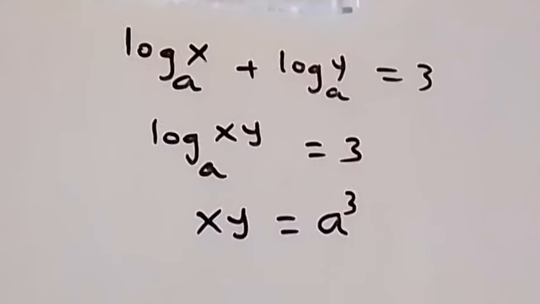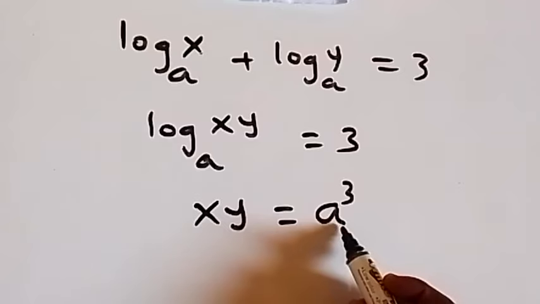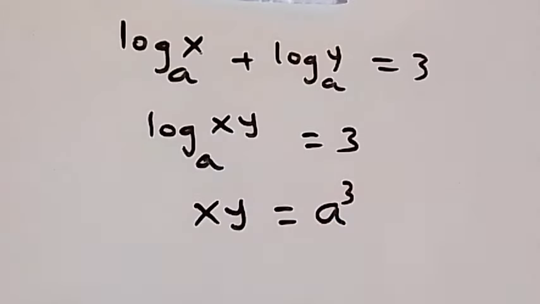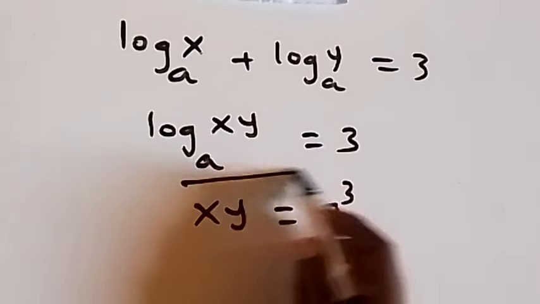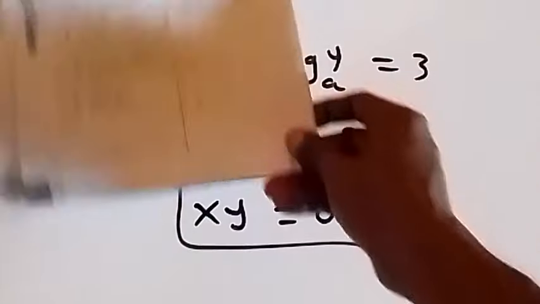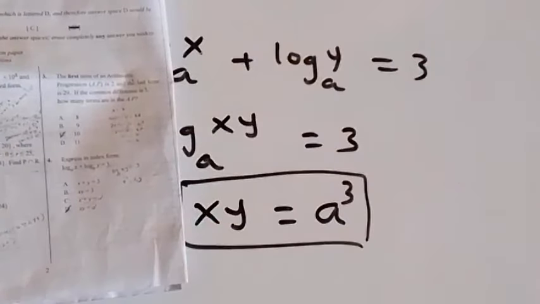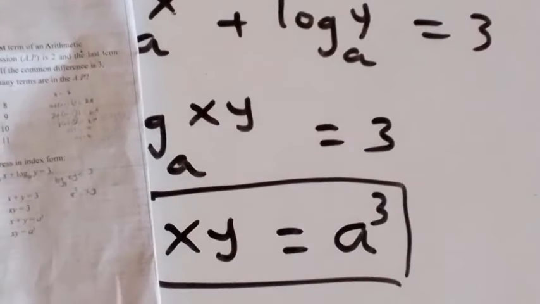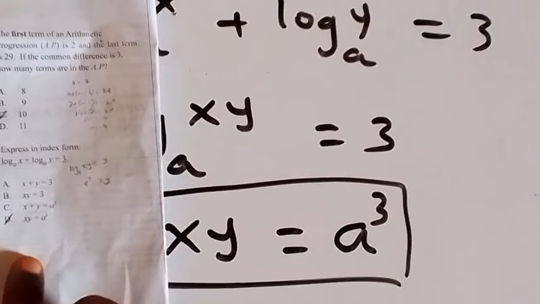So that's how to change from logarithm form to index form. The base will still serve as the base in the index form, and what we have on the right will be the power. So this is what we have. When we check the correct option on question number 4, we discover that the correct option here is option D, which is xy equals a raised to power 3.